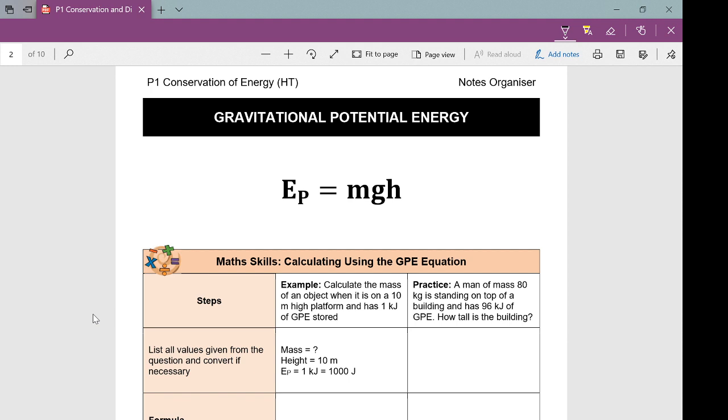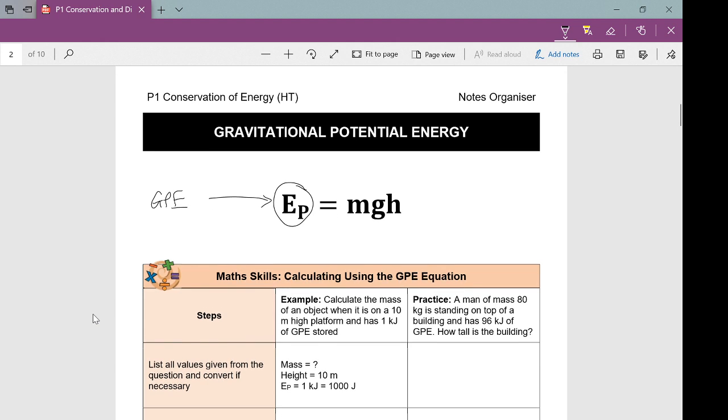Okay. So what I recommend is on one side you have the formula written, and then on the other side you know what each bit means. So EP, what that stands for, is gravitational potential energy. I'm going to write GPE for short. E is energy, and then because there's a subscript little p, is there not?